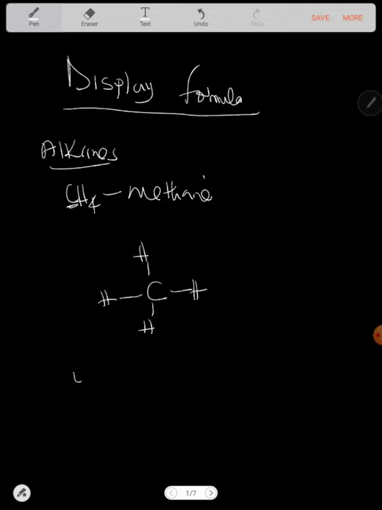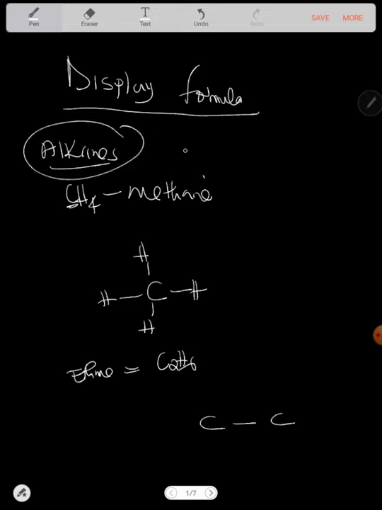Now ethane. Remember ethane had C2H6. They have 2 carbon atoms, so we're going to have it like that. Now these alkanes have a single bond, so just show it by a single line. Then for the 6 hydrogen atoms, that means this carbon has got 3, and this one has got 3. Like that.